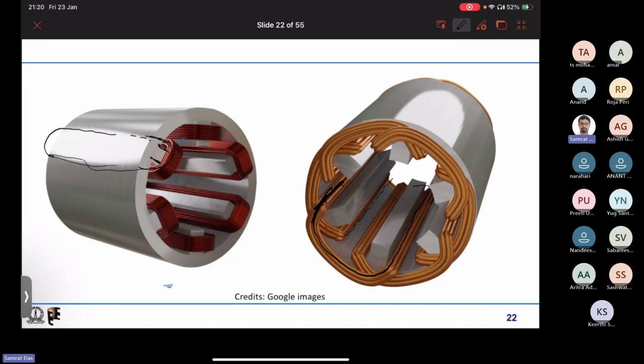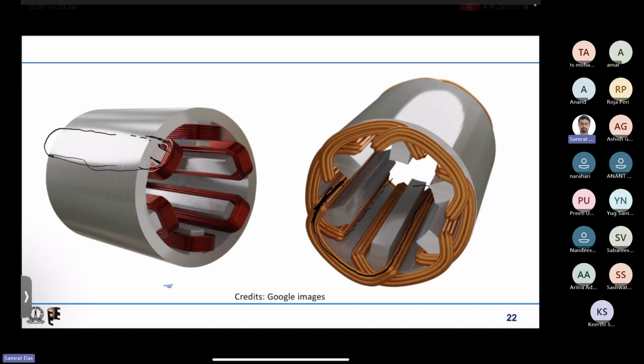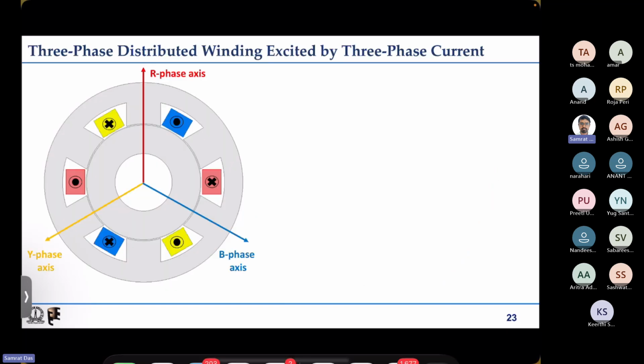We can have different things also, like you may have heard the term short pitching. We can do some kind of short pitching in the distributed winding. As of now I am not going into that. So we have understood the distributed winding and how to realize it. This is the construction, and this is the winding distribution of different coils.